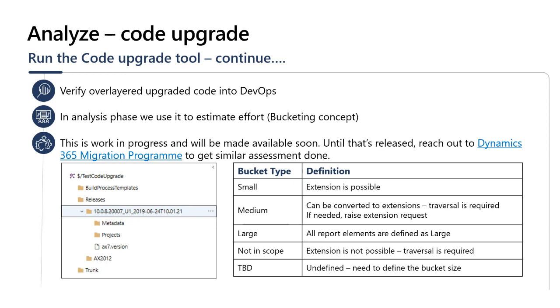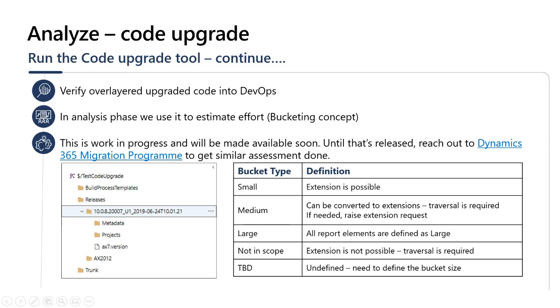We also have two additional buckets. The first one is not in scope. Basically, this is where an extension is not possible anymore. Think about you have overlayered an enum in 2012 that is not extensible in 365 anymore, or maybe you have introduced an intrusive customization by changing a table type from company specific to global. These kinds of intrusive customizations are not allowed. And TBD is basically where we cannot categorize it. That's something that needs to be evaluated manually to define the bucket size.